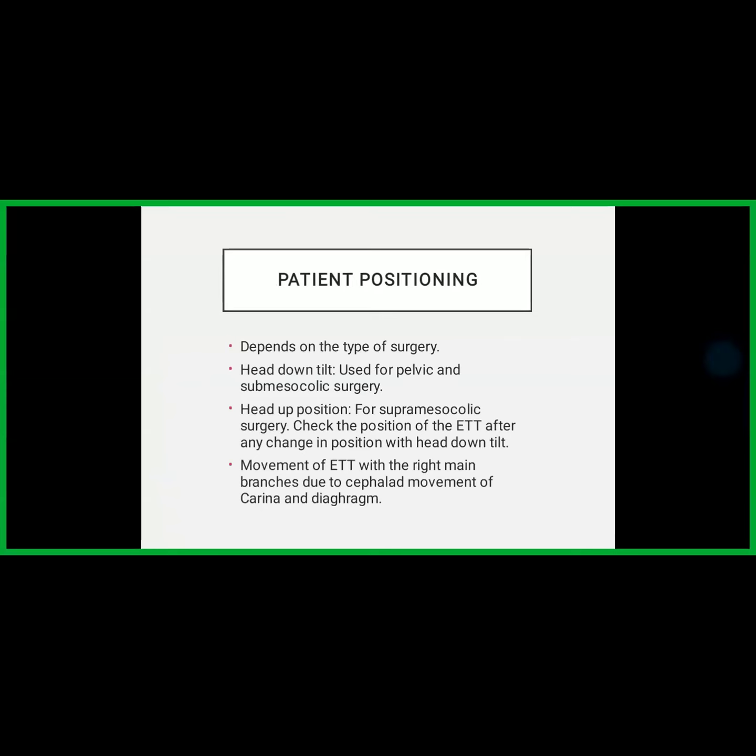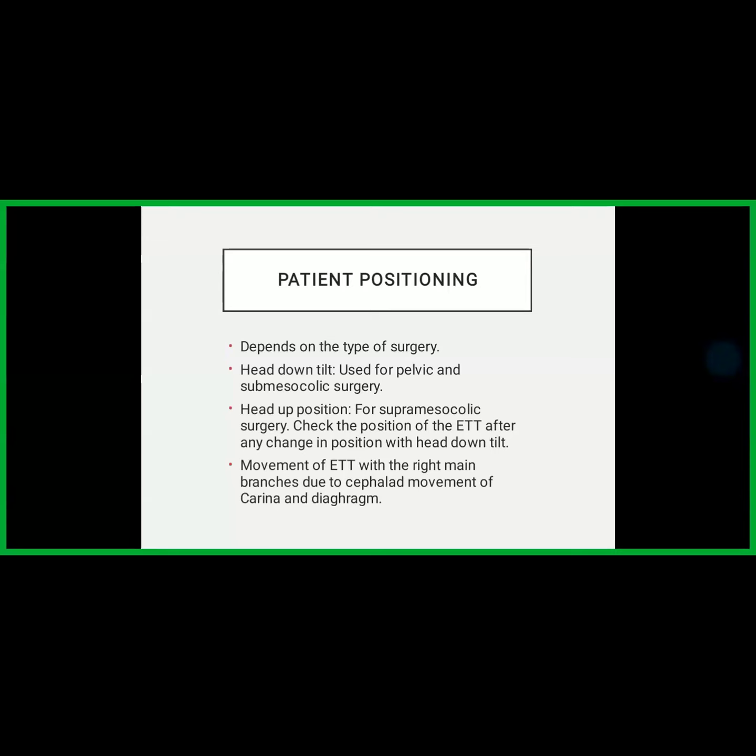Positioning for laparoscopic surgery depends basically on the type of surgery. We have various positions, like lithotomy. We could have lithotomy position, Trendelenburg, or reverse Trendelenburg position. The head-down tilt, that is the Trendelenburg position, is used basically for pelvic surgeries and submesocolic surgery.